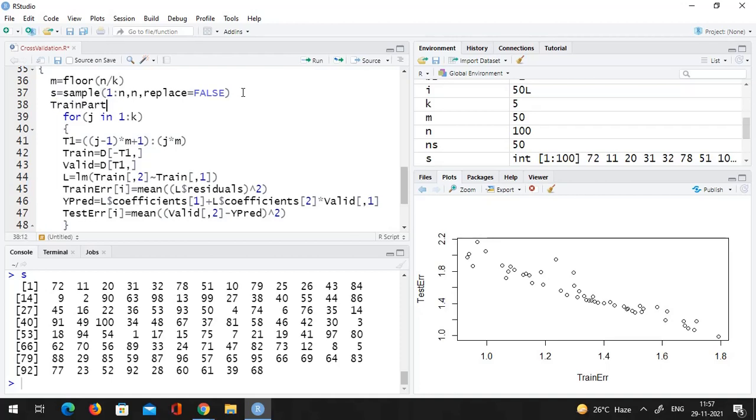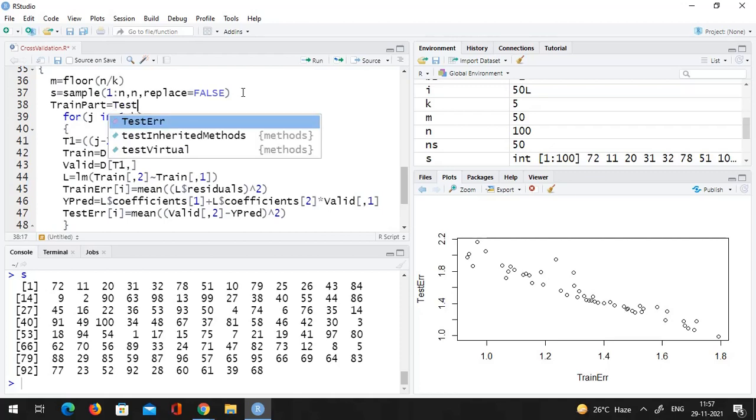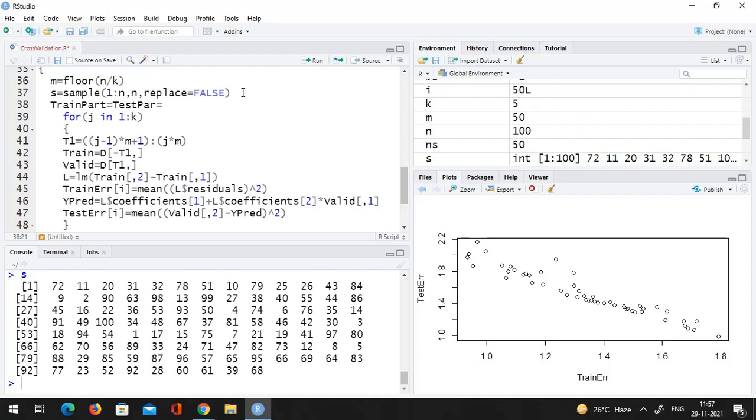Now I will get 5 different test errors and 5 different training errors, right? And my final estimate of training error and test error would be the means of those respective things. So I need vectors to store these smaller parts. So train part j is actually the mean training error. Then I'll have test part j is the mean test error.